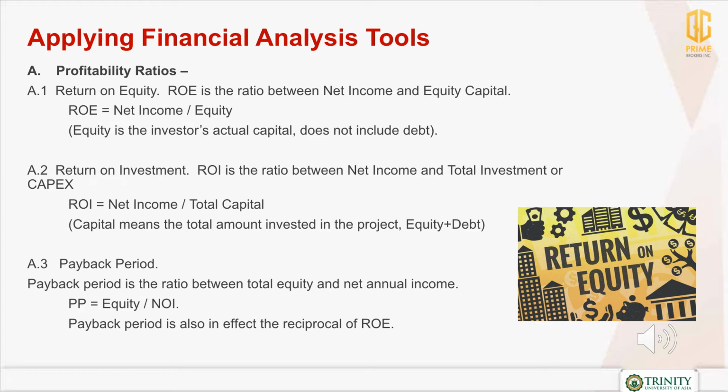Another popular profitability ratio is the payback period. Payback period is the ratio between total equity and net actual income. Payback period is equal to equity divided by the net operating income. Note that the payback period is also in effect the reciprocal of ROE or return on equity.